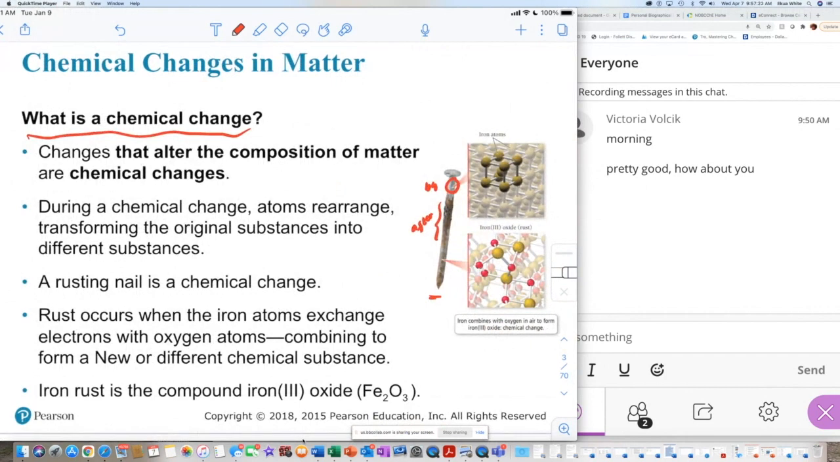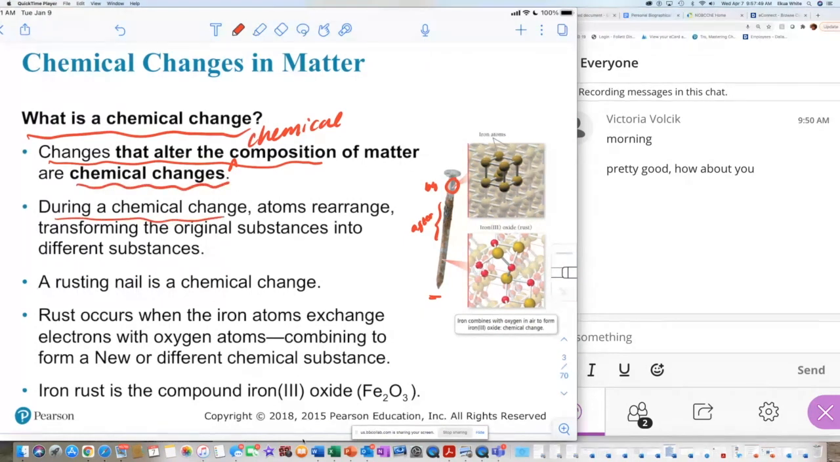We're told once again, you will physically see something different. The appearance will change. But not only will the appearance change, so will the composition this time. The chemical composition changes. They're showing you changes that alter the composition. They mean here chemical. The chemical part is implied. Chemical composition of matter is classified as a chemical change.